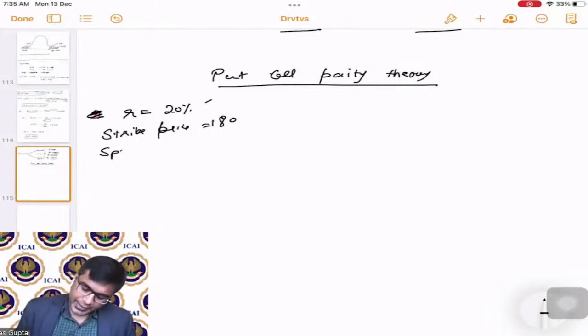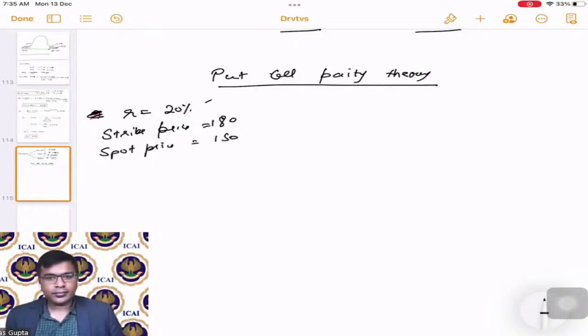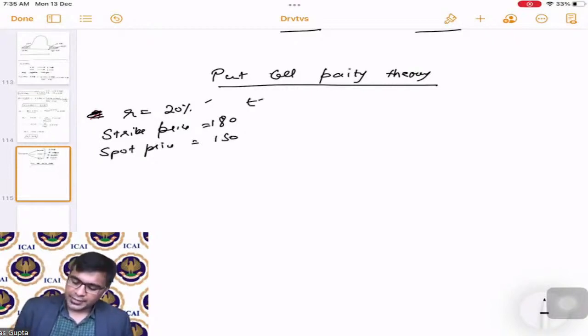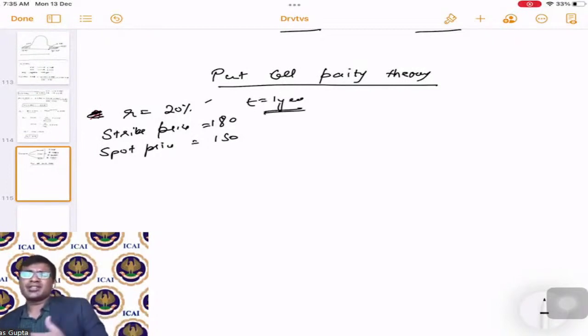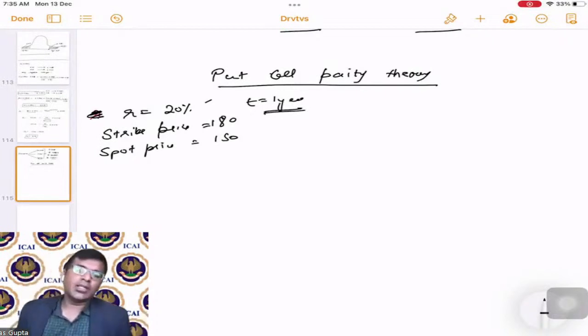and the spot price is equal to 150. Okay. And for example, T is equal to 1 year. We are not complicating the situation by introducing 2 months, 3 months, 4 months. We're just putting T is equal to 1, which is for 1 year. Correct?